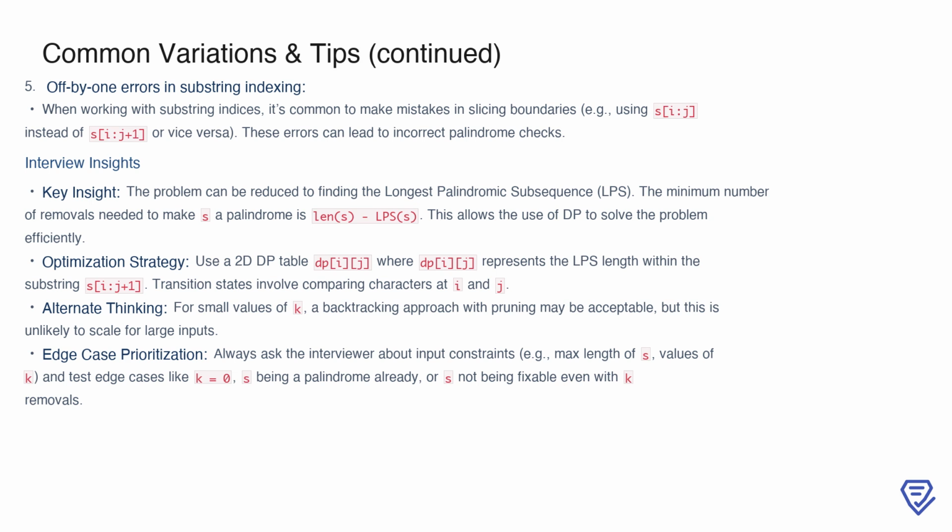Alternatively, for small values of k, you could explore backtracking with pruning, but this approach won't scale well for larger inputs. During interviews, it's important to clarify input constraints, such as the maximum length of the string or the possible range of k, and to test edge cases such as when k is 0, or when the string is already a palindrome, or when no solution exists even with k removals.